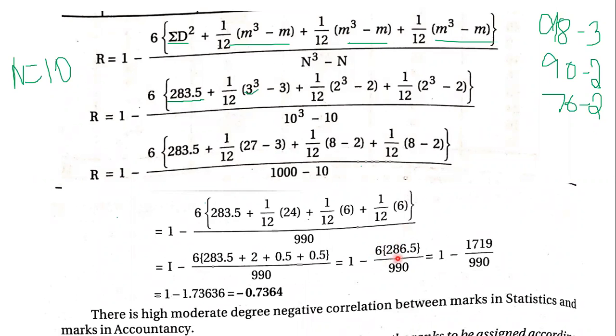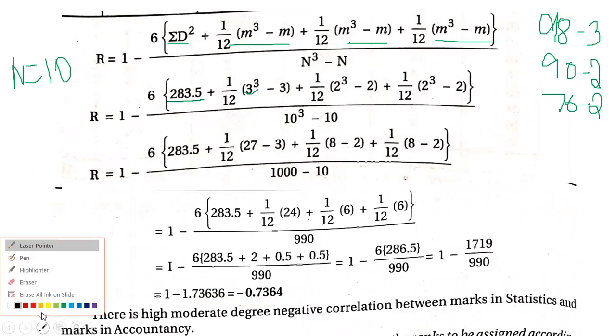So 6 into 286.5 divided by 990. Now after this you get 1 minus 6 into 286.5, which is 1719 by 990. Again, if you divide 1719 by 990, you get 1.73636, and then you get the value in minus. Now since the value is negative, I can say there is a negative correlation existing, and you will have to analyze this by using the timeline.